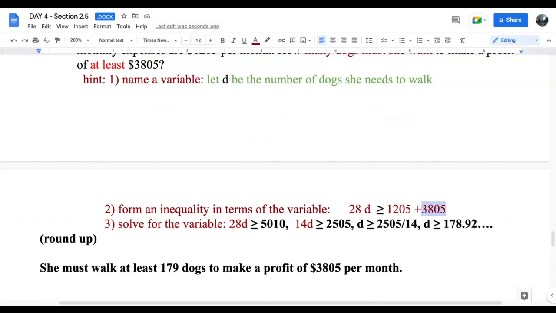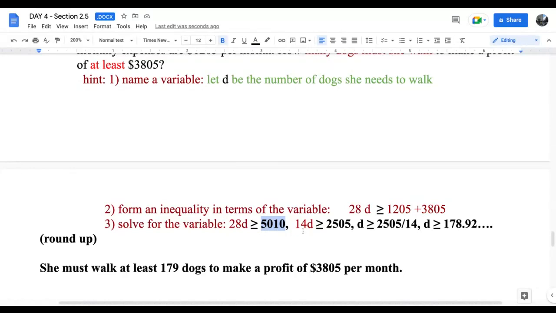And she wants to make a profit of $3,805. So we have to add these two numbers. She needs to cover her expenses and make a profit of this much. So we try to solve this inequality. We'll solve for the variable D. Well, 1205 plus 3805 would get $5,010.